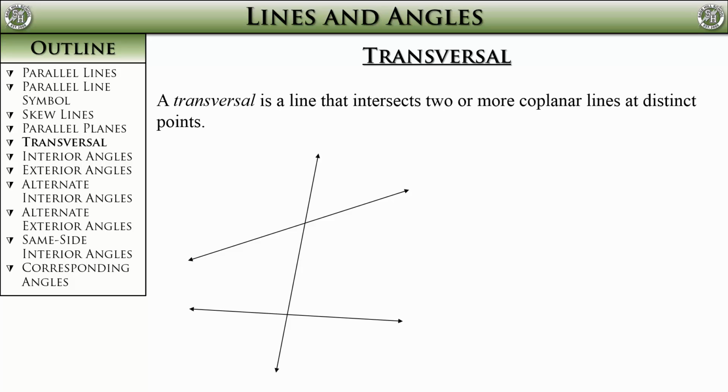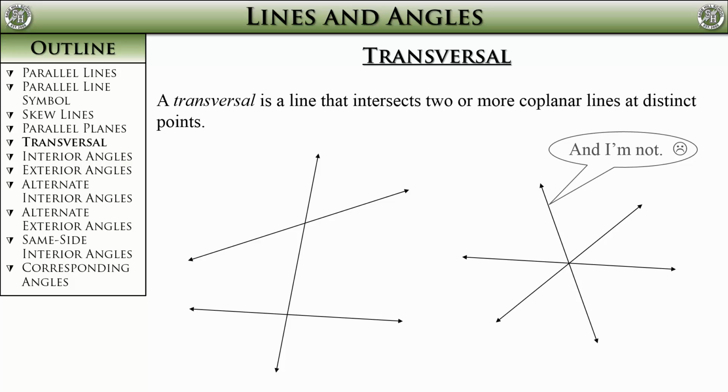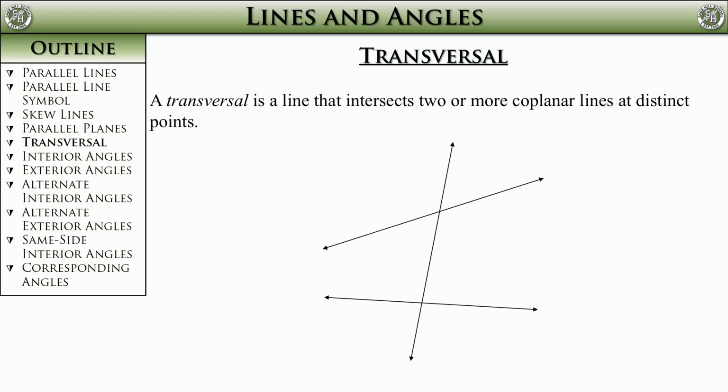In the definition, it specifically mentions distinct points. That part is there because this does not count as a transversal. A transversal looks like the one on the left. You know you have a good transversal when the transversal forms these 8 angles.